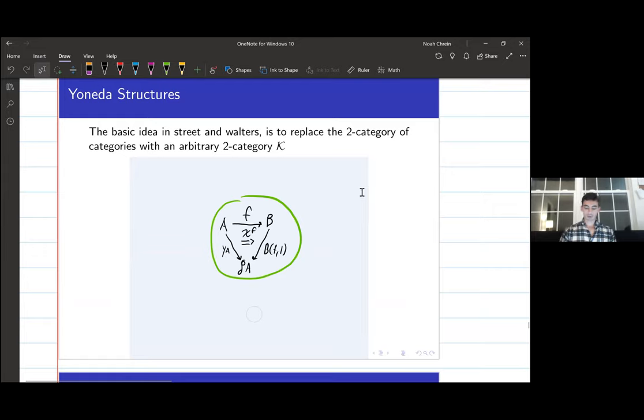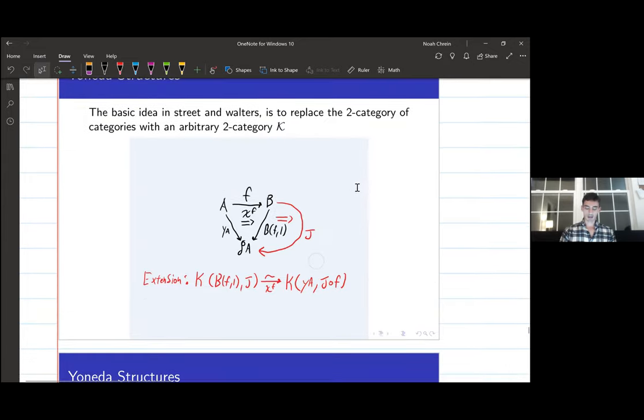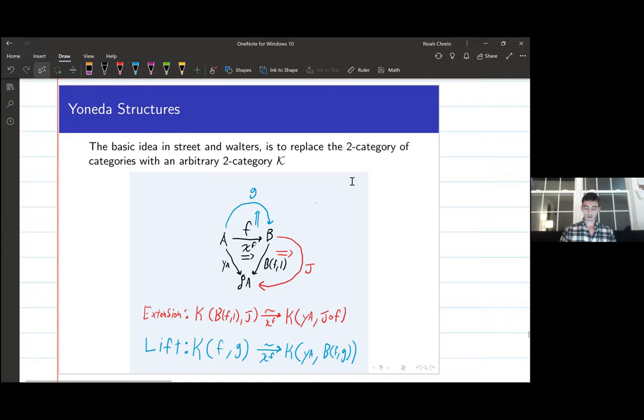Okay, the property of this diagram is that it is an extension, like it was before, except now I can talk about it in two categories, and it's also a lift. Just to detail what that means, an extension says that we have an isomorphism between these outer cells and the right-hand cell, and that isomorphism is given exactly by precomposition with chi f. And there's another form of this called the lift, and it does something similar. It's just another version of the Yoneda lemma. And the point is that if we have both of these, this is a Yoneda structure.